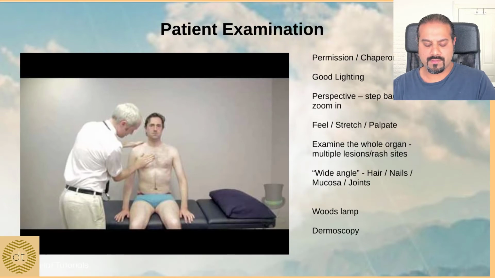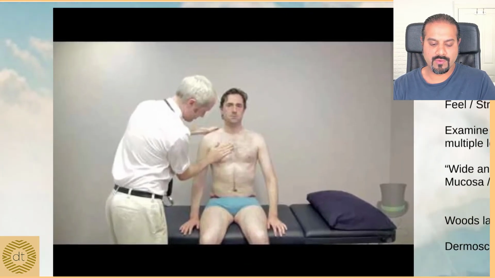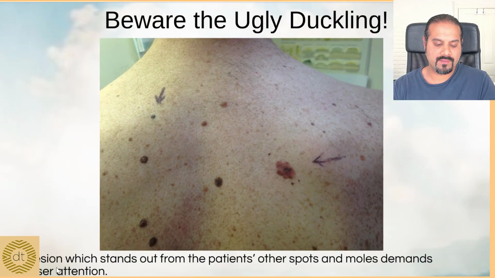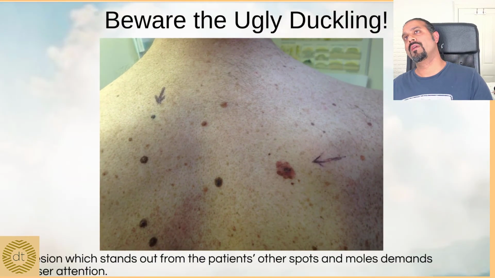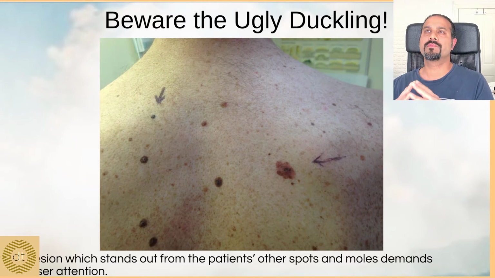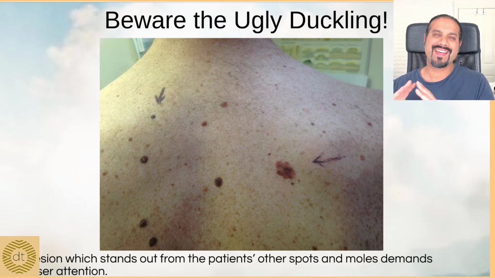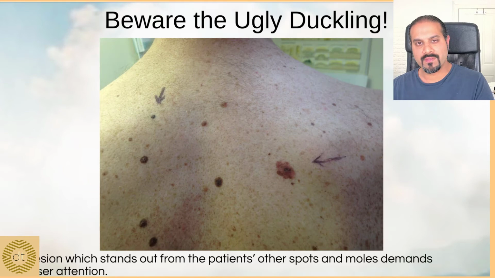So another good thing to do when you're examining is looking for the ugly duckling sign. This is an approach or a method used to differentiate certain lesions when you've got those patients who've got lots and lots of moles or lots and lots of seborrheic warts. You're looking for that lesion that doesn't look the same as the others. And it gives you a good idea because if all the other lesions look the same, they're not going to be the malignant ones. It's going to be that ugly duckling.